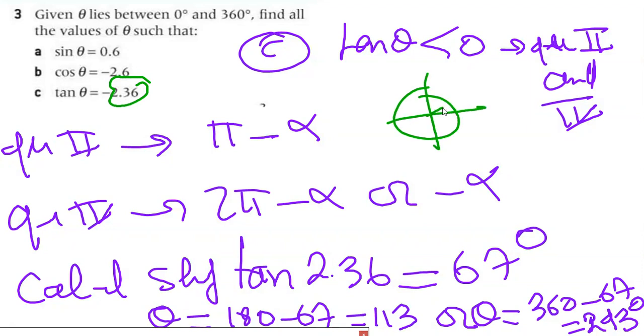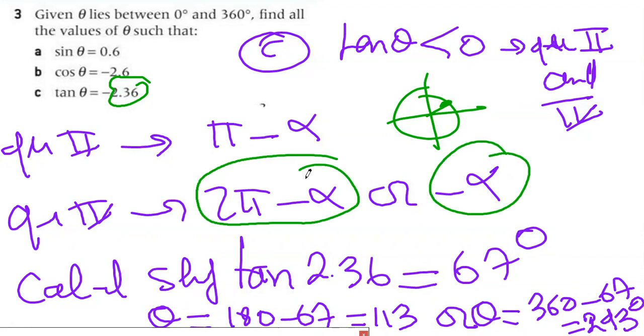If I am in quadrant 1, this is alpha. In quadrant 2, it's going to be pi minus alpha, and in quadrant 4, I can write either minus alpha or 2 pi minus alpha. It's your choice. So I take my calculator, do shift tangent 2.36, it gives me 67 degrees. This angle is in quadrant 1, so it will not give me a negative tangent. The same angle that gives me the same answer but negative should be in quadrant 2 or quadrant 4. So it's either 180 minus 67, or minus 67, or 360 minus 67.